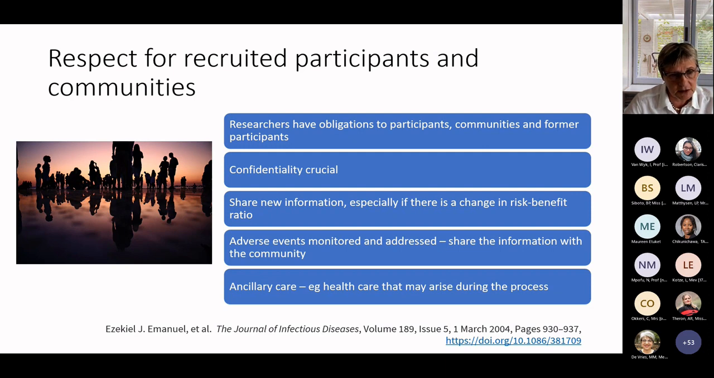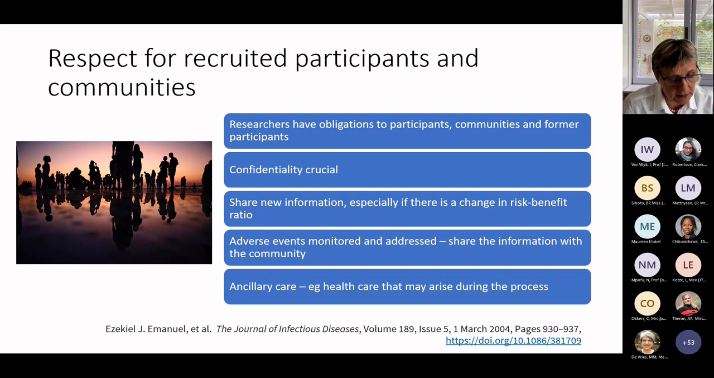And this is especially if there's a change in risk-benefit ratio. And it's interesting, this is becoming the topic of the current European Union, where they want to say, how do the researchers ensure that this new information is shared to the communities where this research has been done? So all adverse events should be monitored and addressed, and we should also share this information back to the community.